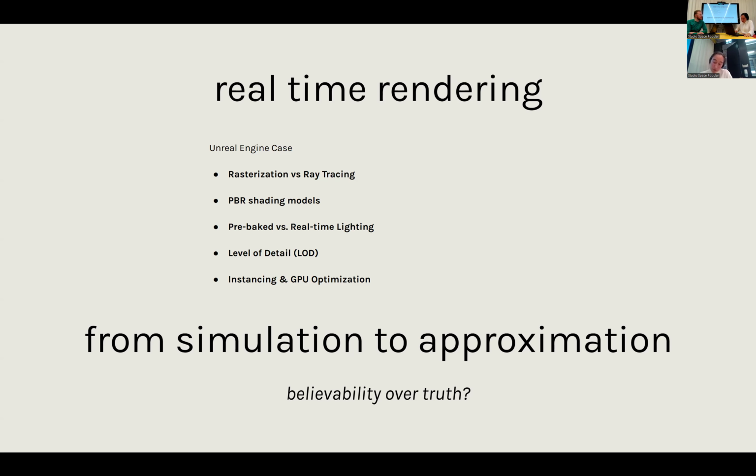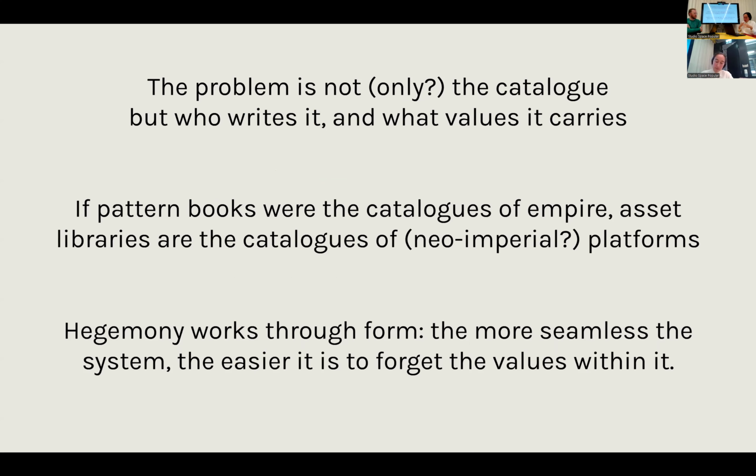So to conclude, a couple of statements, to reinstate things that I think Anusha was saying, or to say them in different ways, or maybe they're not even the same things. But the problem is not only the catalog, but who writes it and what values does it carry. And if it's traceable, and we could add a bunch of points over there.